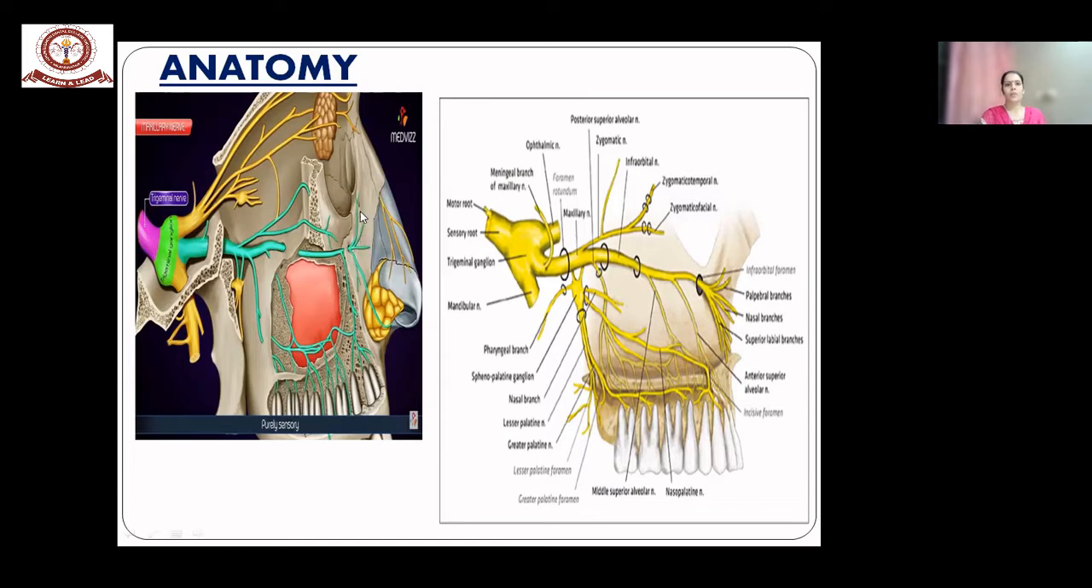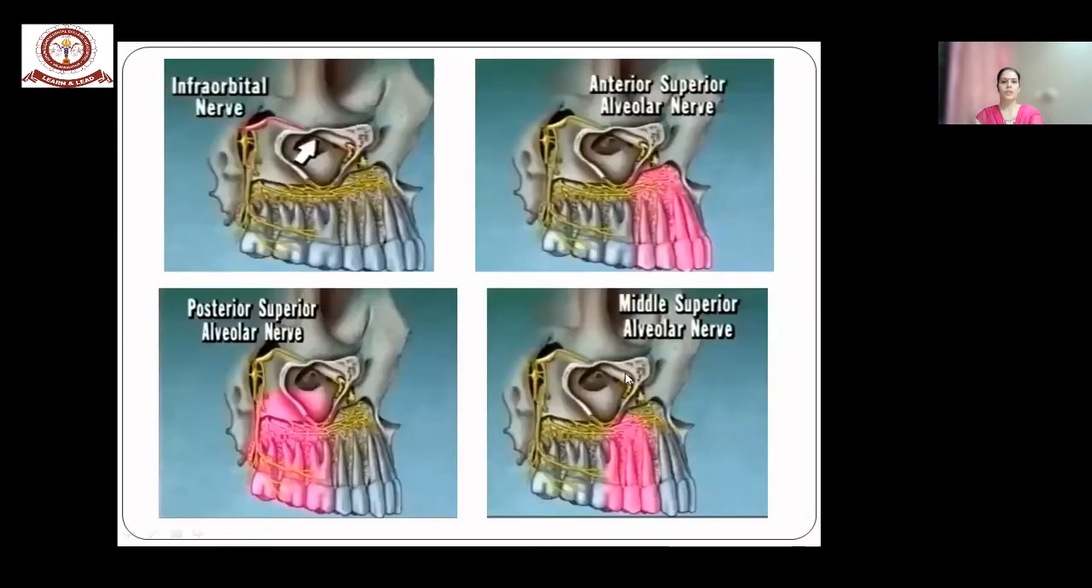One is the inferior palpebral, which supplies the lower eyelid; the superior labial, which supplies the upper lip; and the lateral nasal, which supplies the lateral wall of the nose. So this is the anatomy of the maxillary division of the trigeminal nerve.